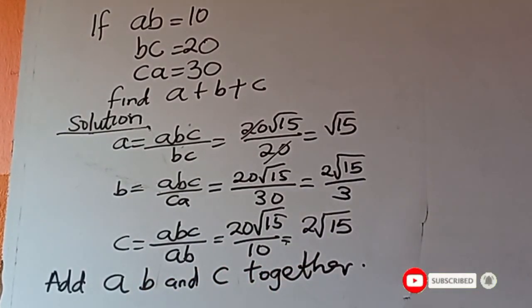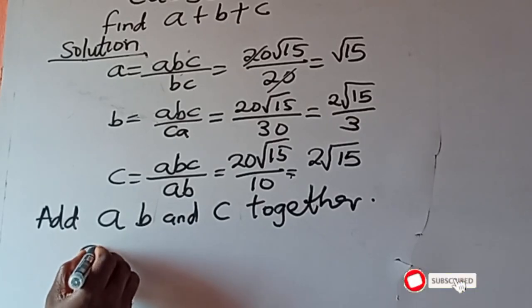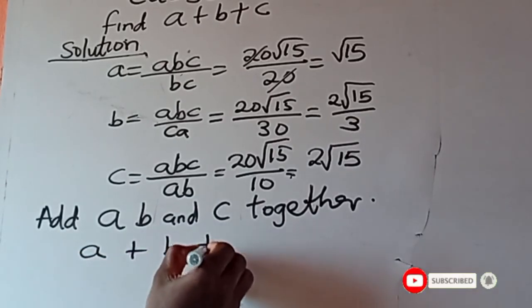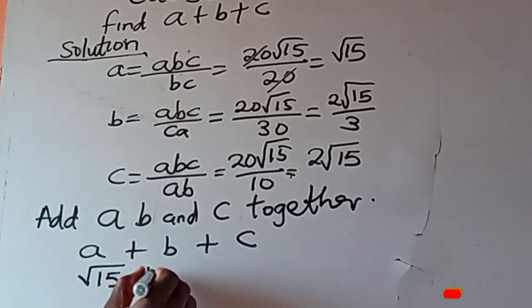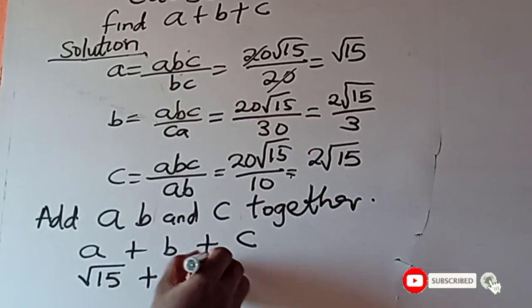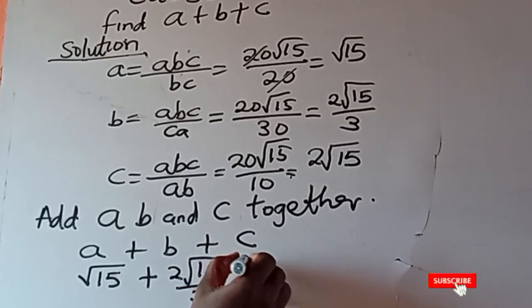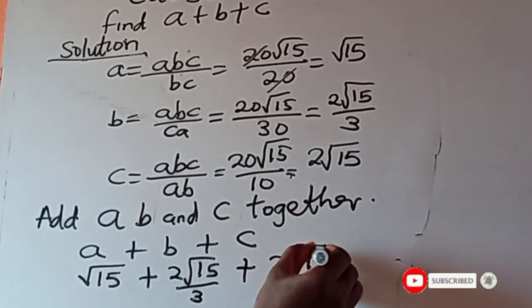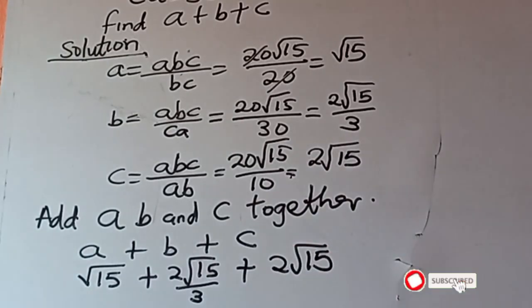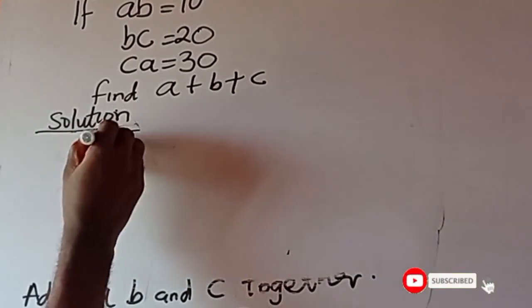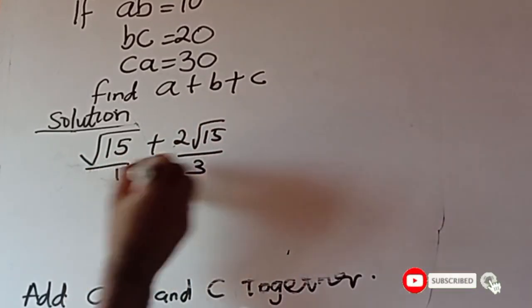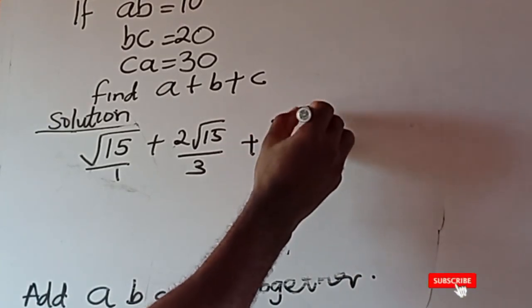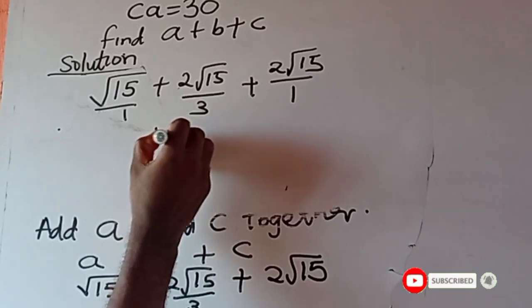So let's do it together, scholars. Our A has been given as root 15. Don't forget, root 15 plus 2 root 15 over 3 plus 2 root 15, that's your C. Now, let's proceed. I want us to look at it like this. The LCM will be 3. So let's make it nice. So root 15 plus 2 root 15 over 3 plus 2 root 15 over 1.